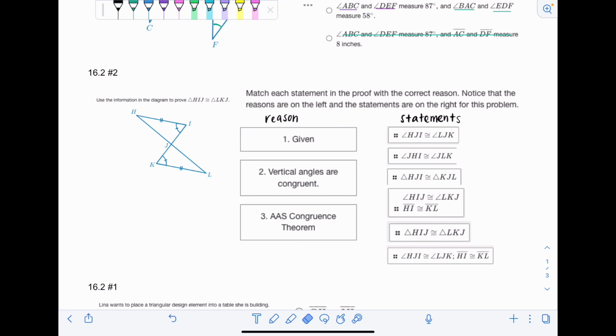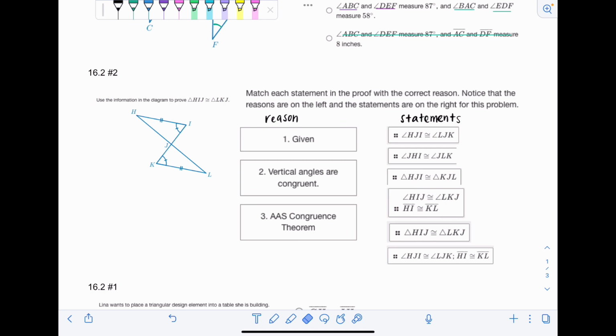So normally in proofs we put the reason on the right, or sorry, I said that backward. We put the statements in first on the left side, and then we put the reason second on the right side. On this one, it's just switched, so we're kind of working backwards. So we're going to go through each reason and find the statement that goes with it.